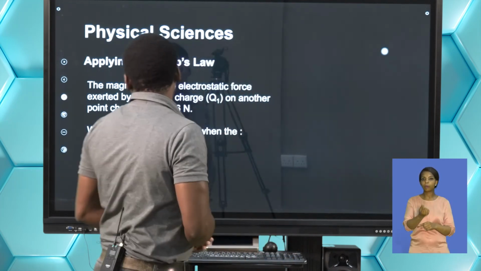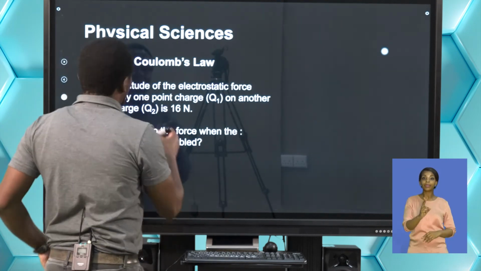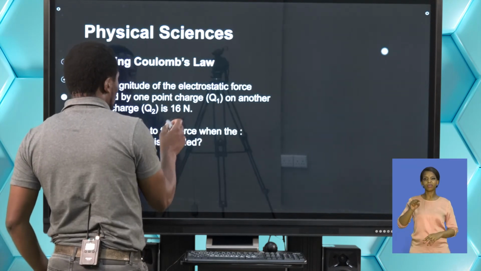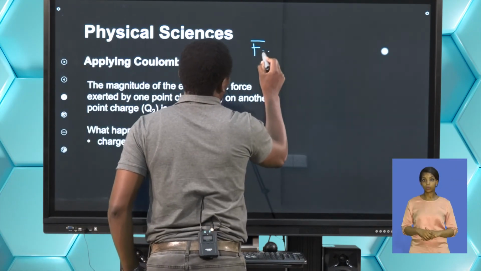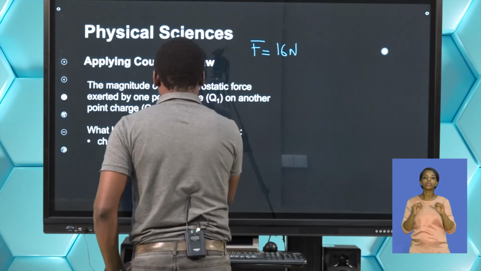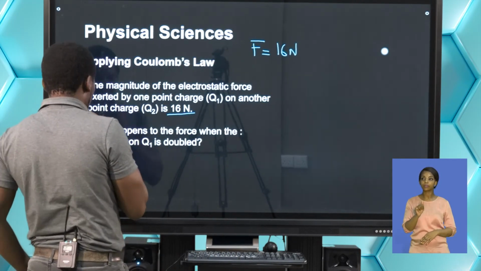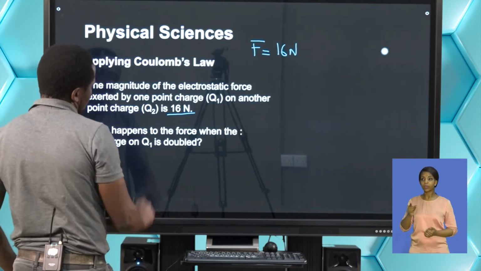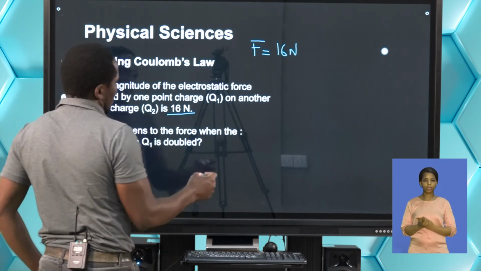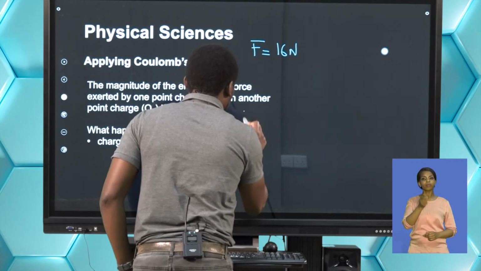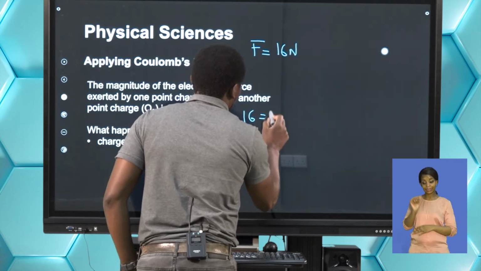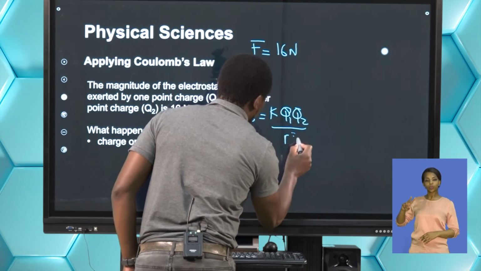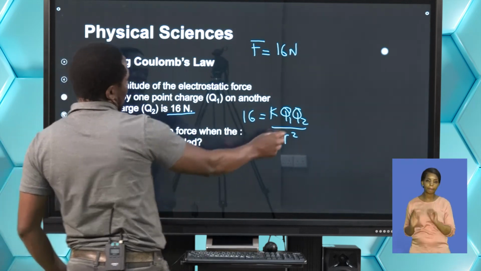And then again, here it says as an example, the magnitude of the electrostatic force exerted by one point charge, Q1, on another, Q2, is given as 16 newtons, okay? Now, what happens to the force when the charge on Q1 is doubled? Now, if we double Q1, we are saying that 16 newtons is equal to K Q1 Q2 over r squared. The assumption here is that we keep the distance the same.